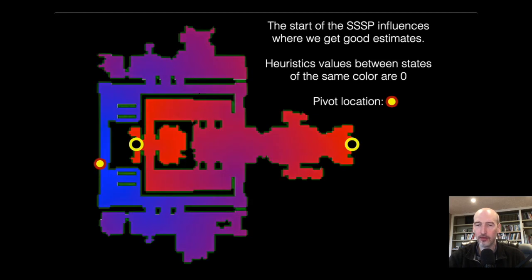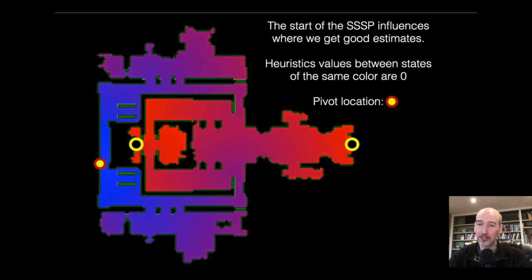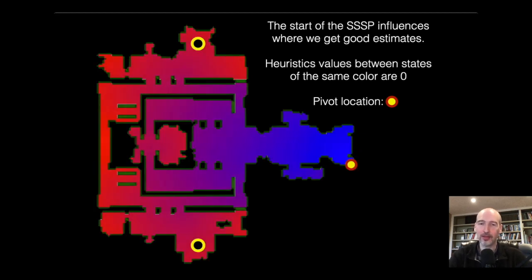Here, the two states on the right that are both red have a heuristic of 0 between them. But if I choose a different pivot, now they're actually going to have a very good heuristic, and it's the states at the top and the bottom that will have a heuristic of 0 between them. Those states actually still have a heuristic of 0 between them on both of these problems. So in theory, you'd want a third pivot that would capture these states, and then you'd capture most of the distances in this map.